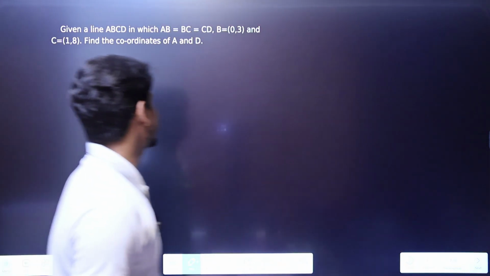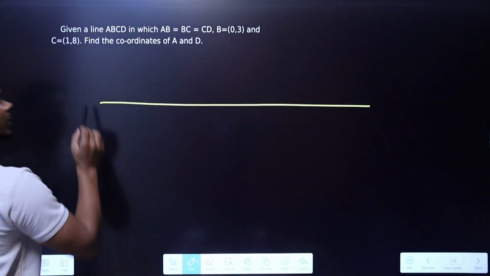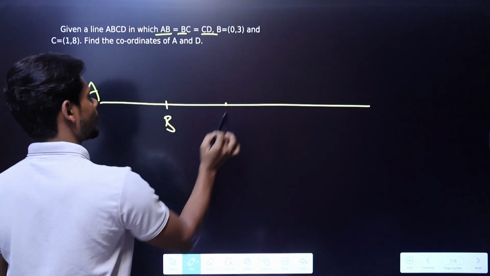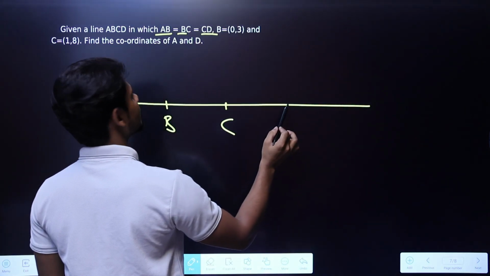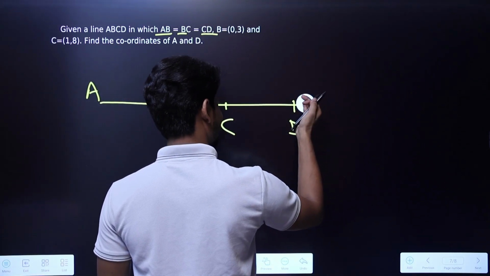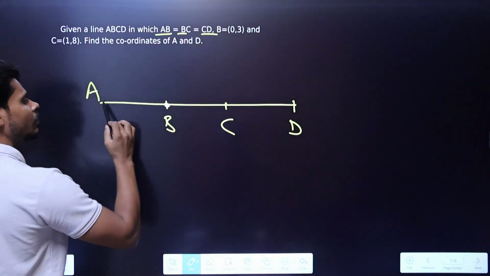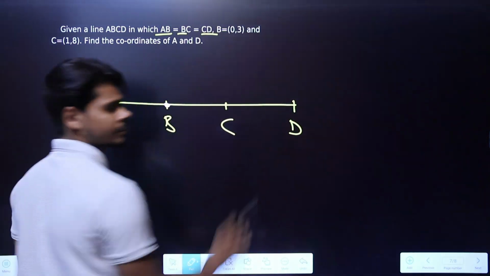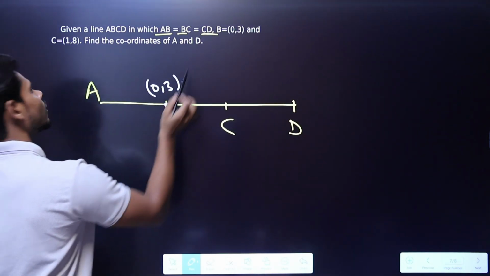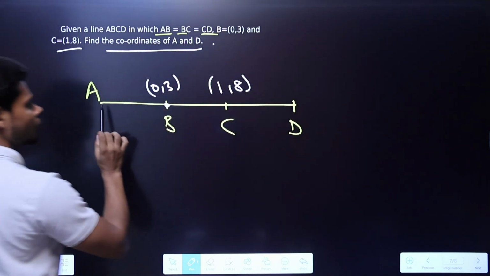Given a line ABCD, let's draw ABCD, and we are given some conditions also. AB, BC and CD are equal, right? All these three, it means you can say that B is the midpoint of AC, and C is the midpoint of BD. Got it? Next. So B is 0 comma 3, and C is 1 comma 8. Now we need to find the coordinates of A and D.